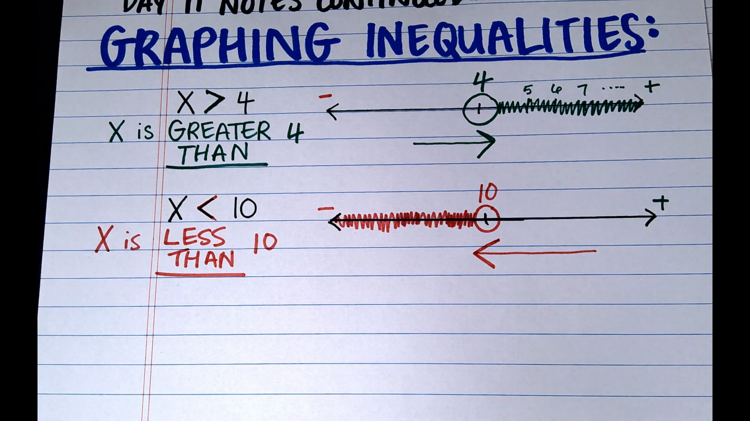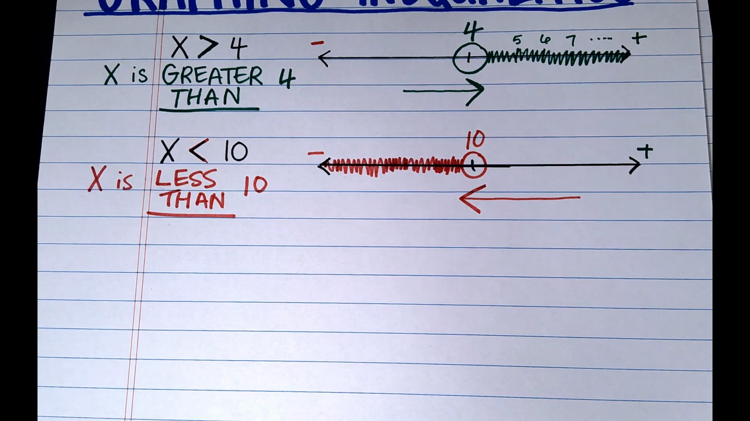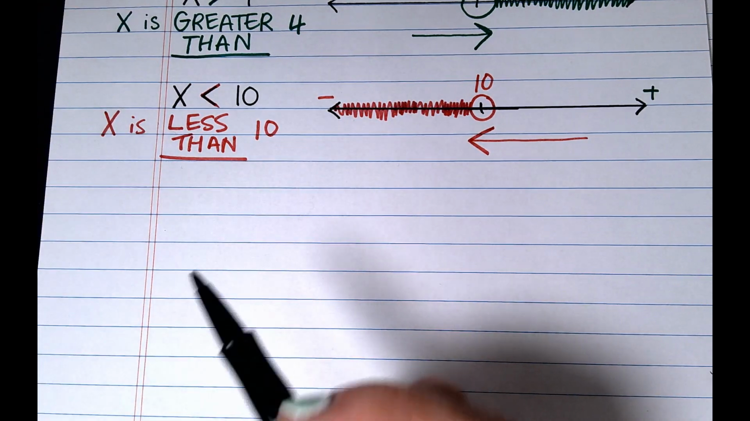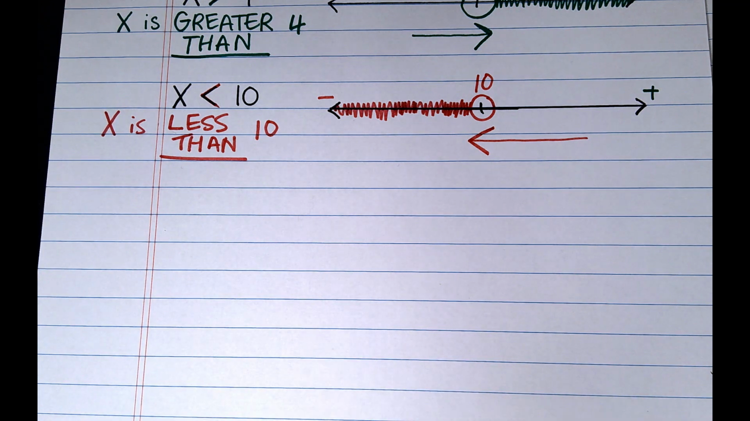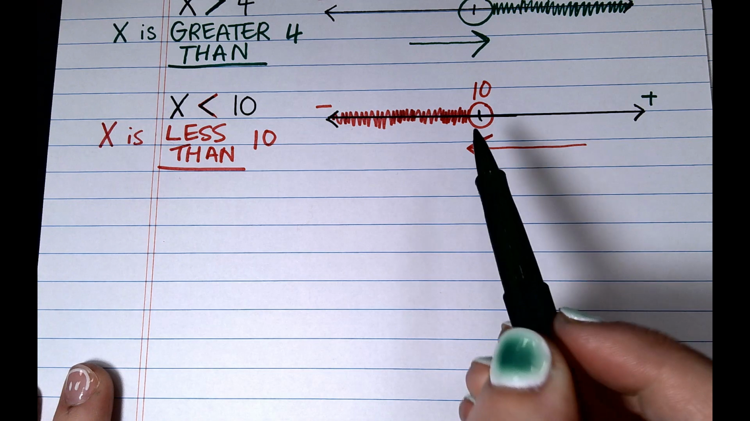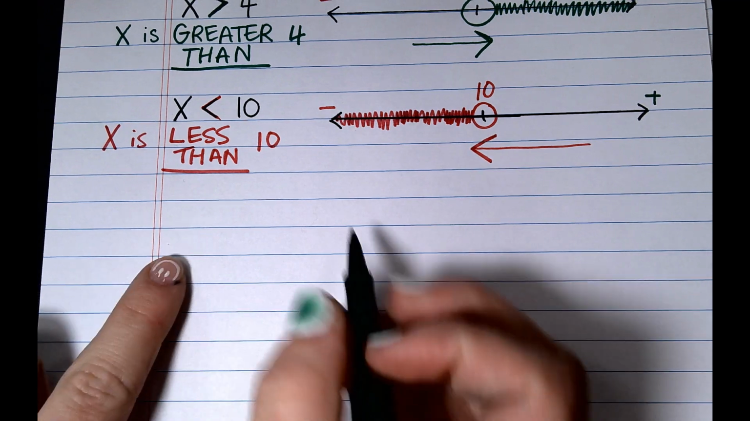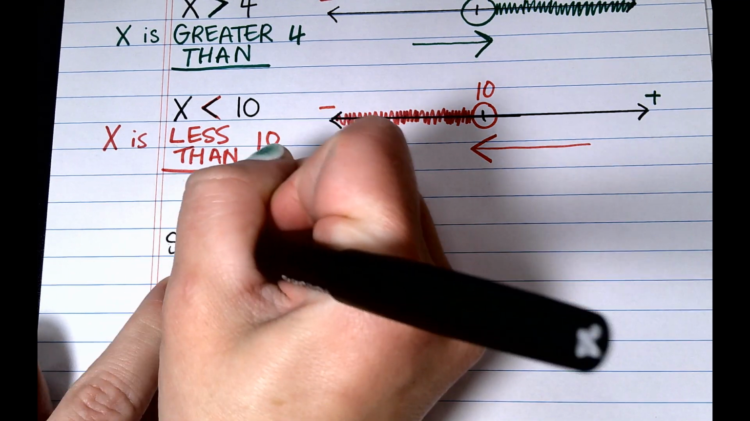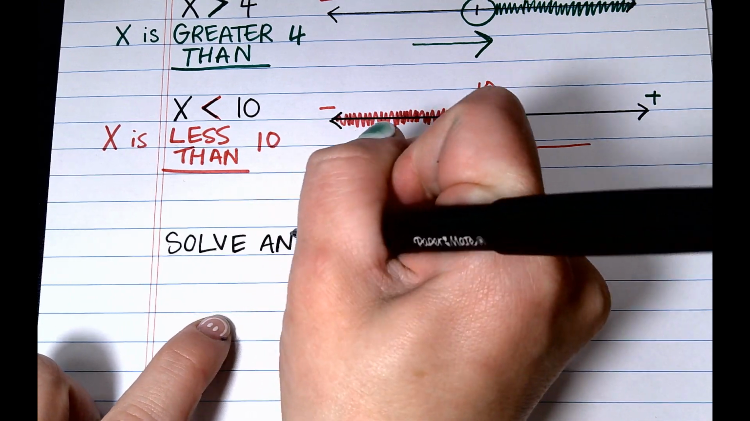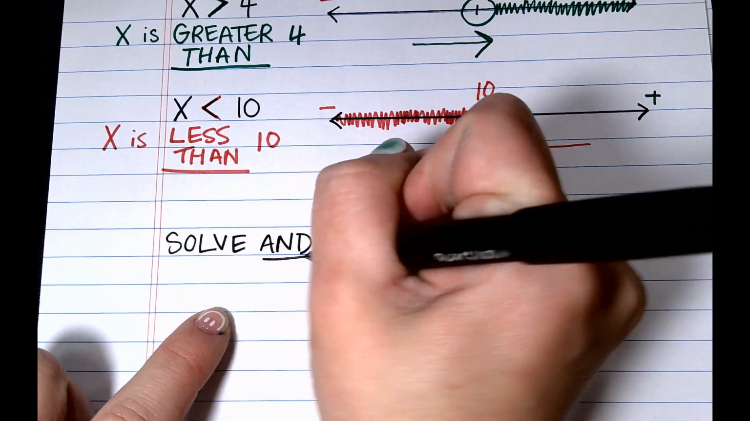So, let me pause this, and I have a little worksheet that we're going to look at. All right, I'm going to have you try this one on your own. I'm going to have you solve an inequality just like we did on our last page of notes. And then once you've solved it, I want you to graph it. So, solve and graph.